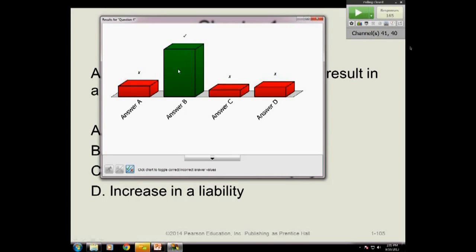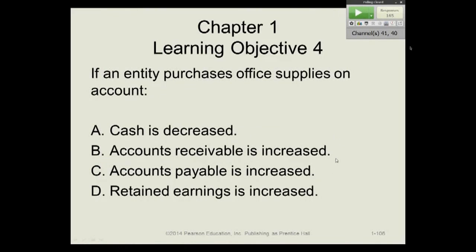Okay. All right, now, let's do another one. I want to skip this one. By the way, just to tell you, if an entity purchases office supplies on account, we pretty much did this one already. The answer is C. Okay? The answer is C on this one. We just finished this one in the illustration.